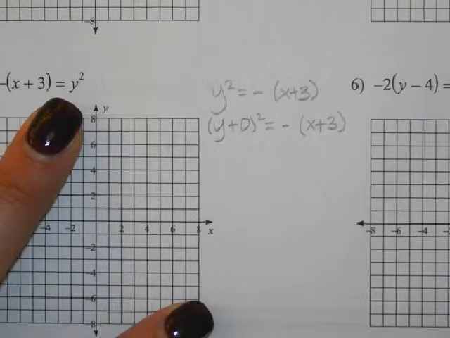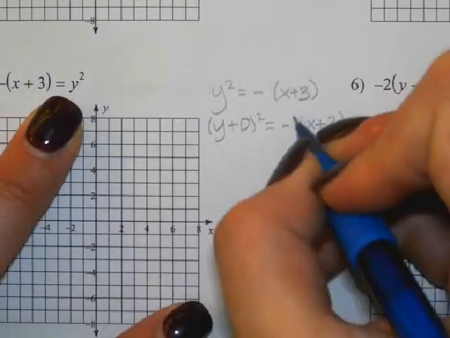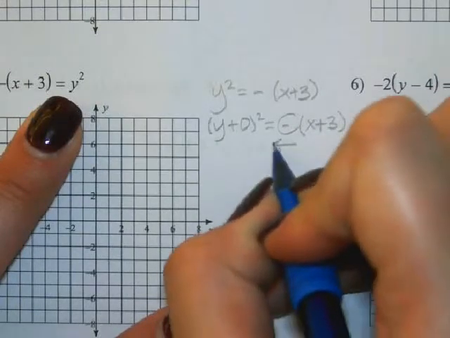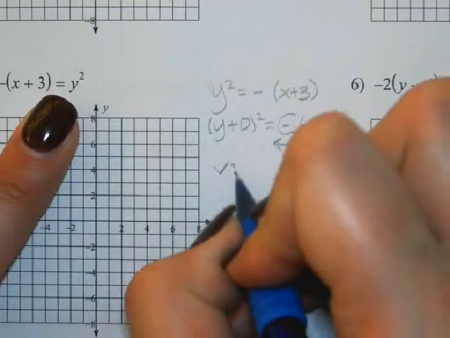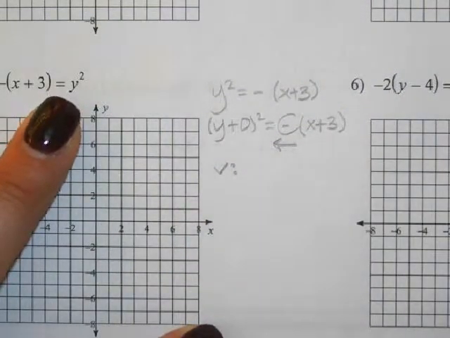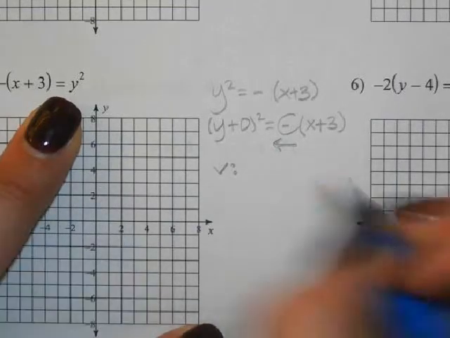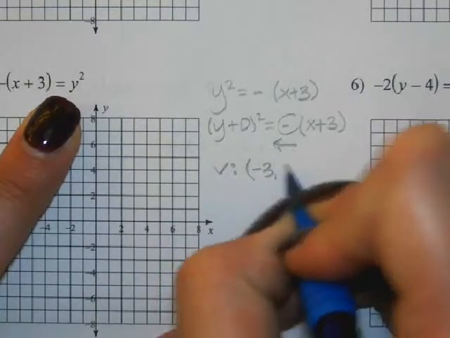Can anyone tell which direction this one opens? Not down. Left. How come this one's left and not down? It's a y squared problem. Yeah. Okay. So I'm going to circle this. I'm going to say this one opens to the left. So we got to be careful this time. Our vertex is not 0, -3. Do not write that. What is our vertex? -3, 0.